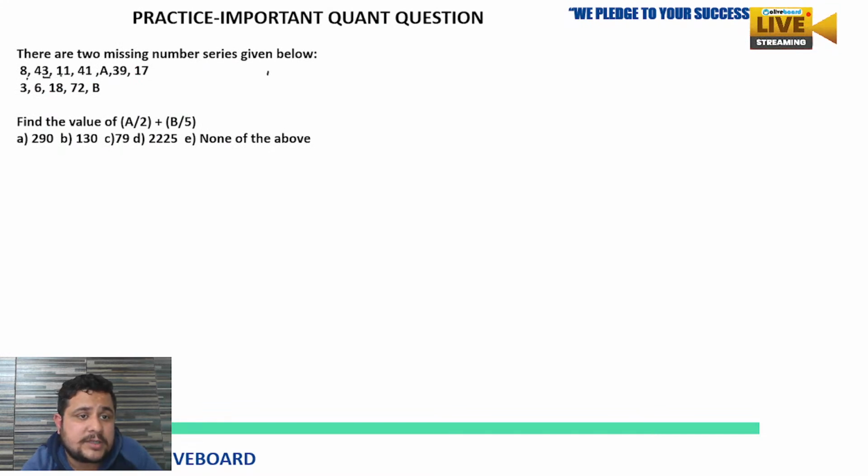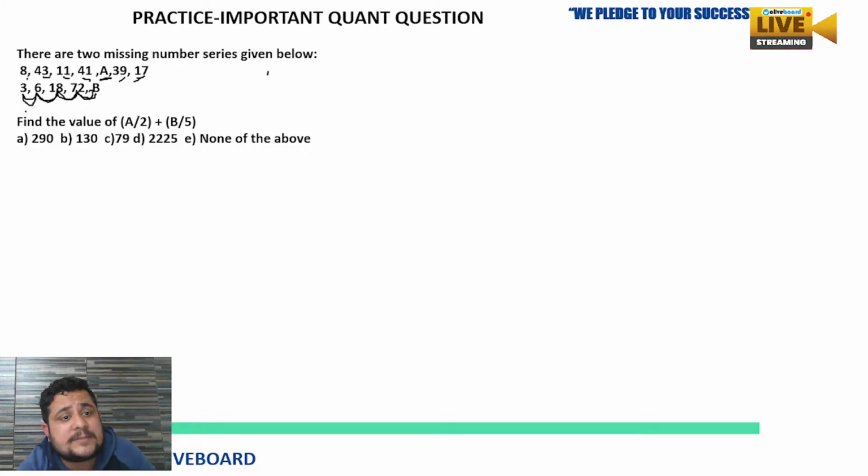Now there are two missing number series given below: 8, 43, 11, 41, A, 39, 17. This A is the variable, the number which is missing. Now next one, 3, 6, 18, 72 and B. Here we can directly get B. Why? Because 3 times 2 is 6, 6 times 3 is 18, 18 times 4 is 72. So we are multiplying by 2, then 3, then 4, then for the next number 5. So 72 multiplied by 5, 360 we are getting. So the value of B is 360.